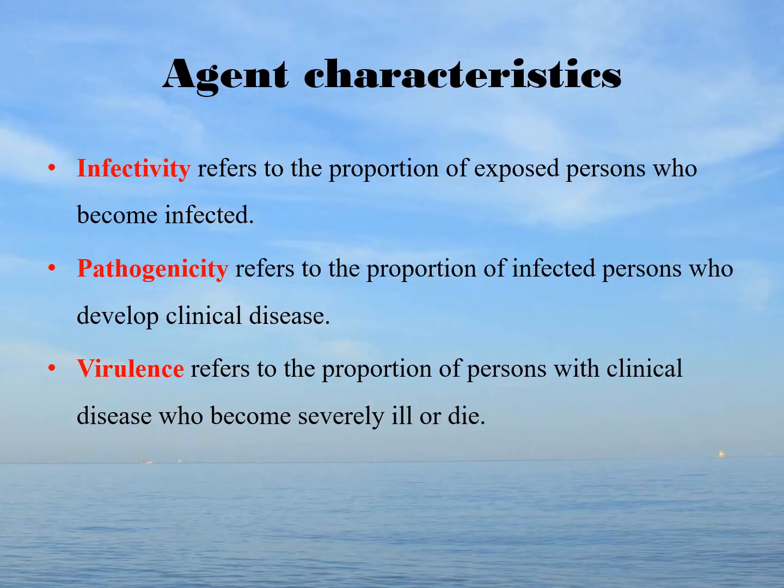So we have different agent characteristics. Infectivity refers to the proportion of exposed persons who become infected. Pathogenicity refers to the proportion of infected persons who develop clinical disease. And virulence refers to the proportion of persons with clinical disease who become severely ill or die.